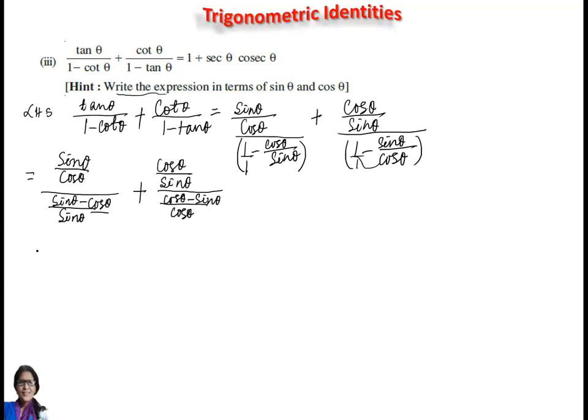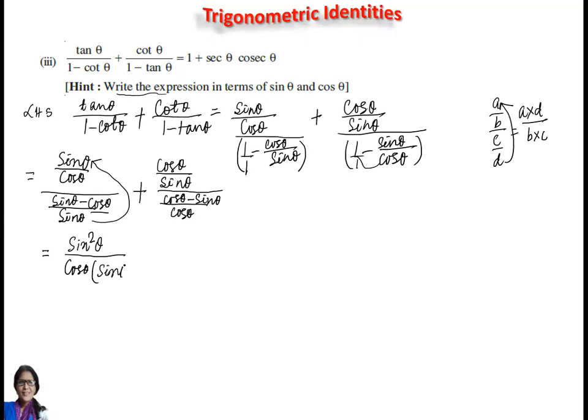Next simplification. Next what I'll do? I will write it in this way. A by B by C by D is the same as A into D by B into C. So this sin theta will be multiplied with the numerator. So I'll get sin square theta, and this cos theta will be multiplied with sin theta minus cos theta.